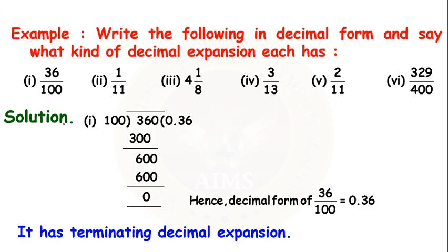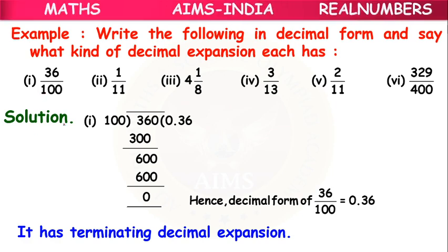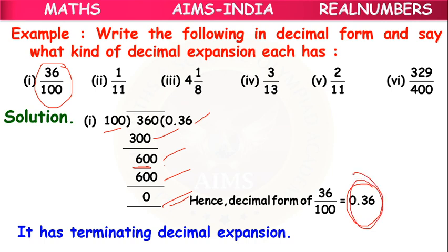Now, we have some questions. We have to find out what kind of decimal expansion it is. 36 by 100. We divide by 100. So 36 means 0.0 we can take. 100 3 times 300. 60 is remaining. 1 0 we can take. 100 6 times 600. Remainder is 0. So the decimal expansion 0.36 has finite decimal places. Only 2 decimal places are there. So it is a terminating decimal expansion.